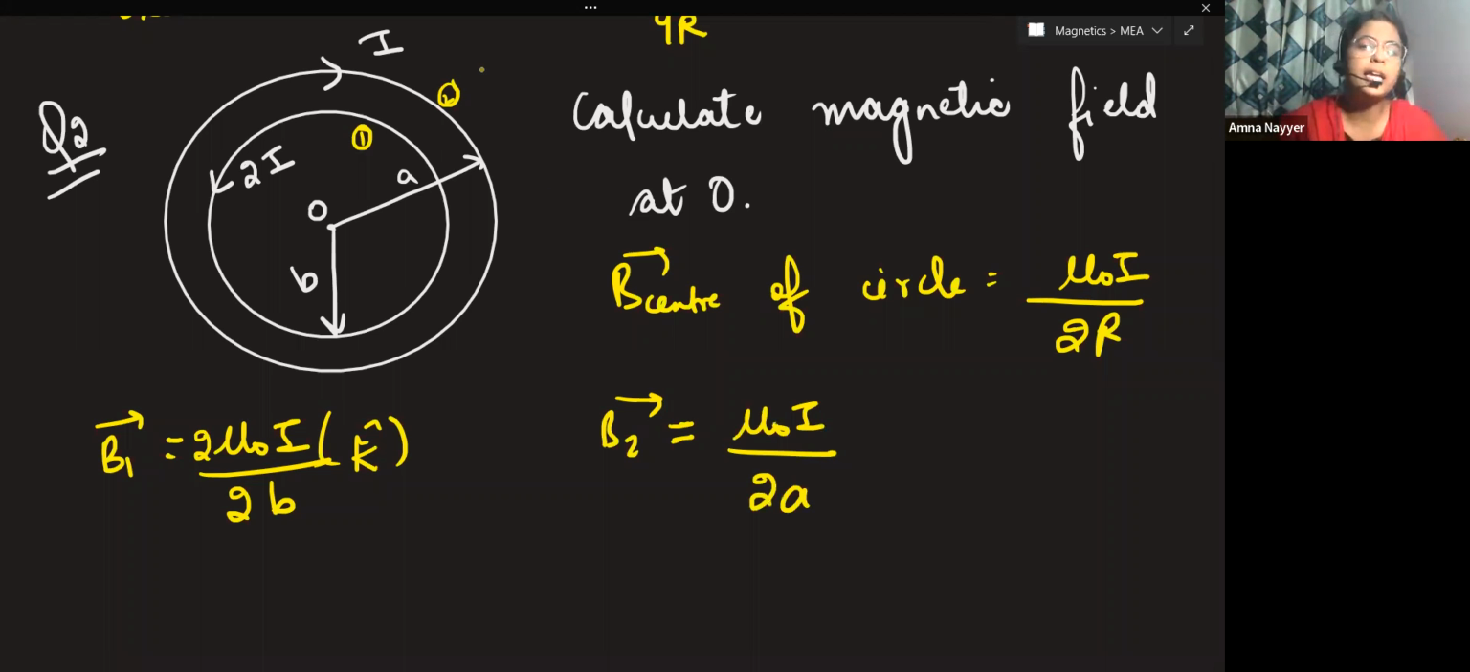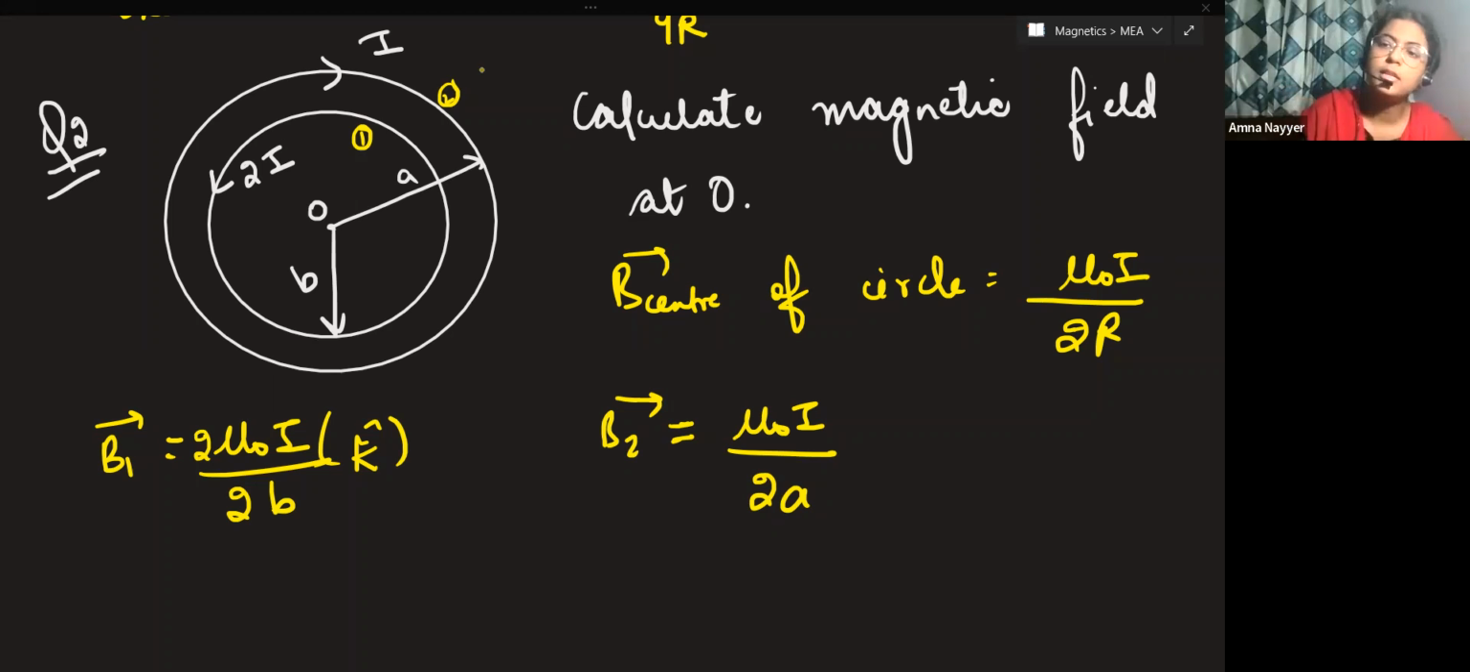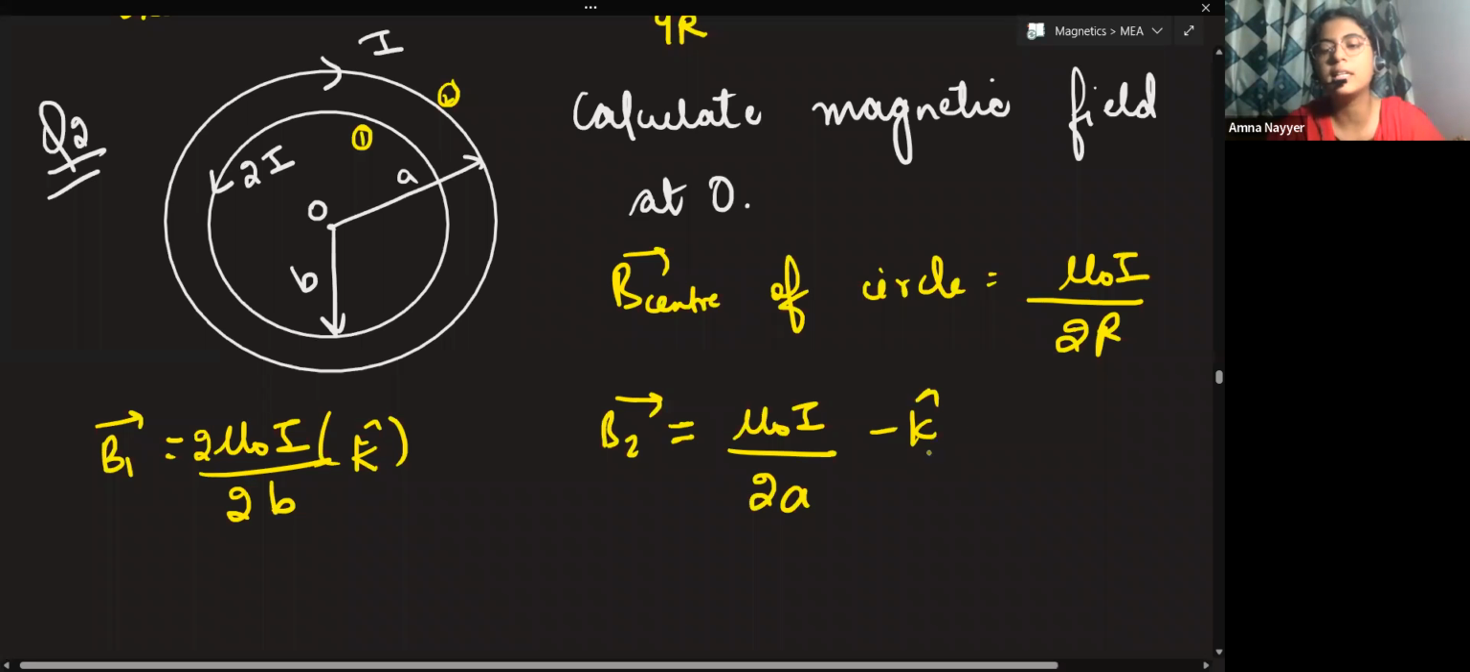Salman, can you tell the direction? Yes, ma'am. Minus K cap. Minus K cap, perfect. See, it is moving clockwise. If it is moving clockwise, curl your fingers clockwise. It will lead inwards. Even you can learn it by now: clockwise always gives you inwards and anti-clockwise always gives you outwards. So yes, good, Salman. This becomes minus K cap.